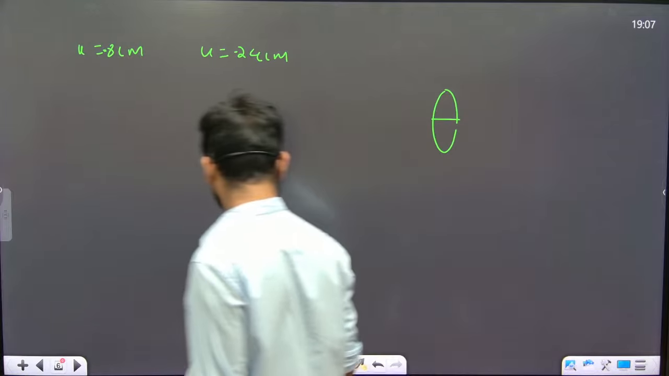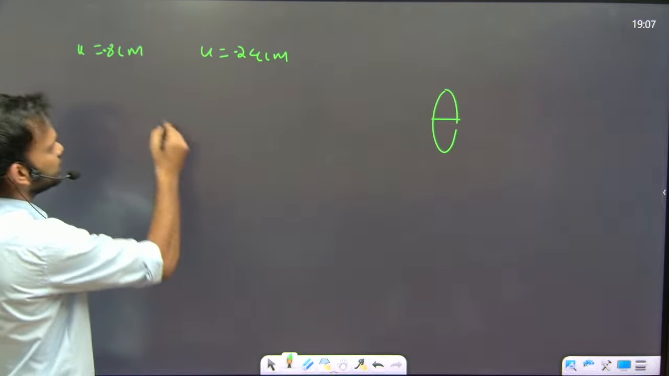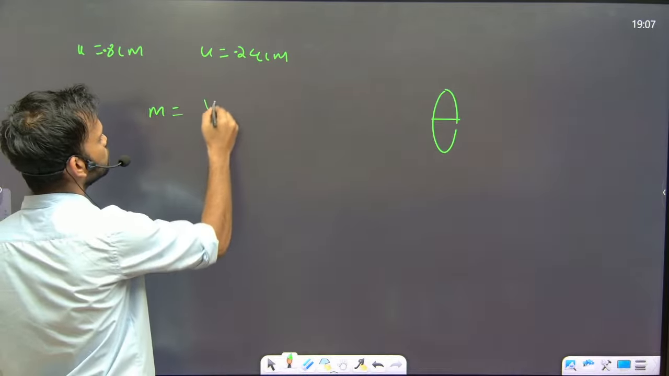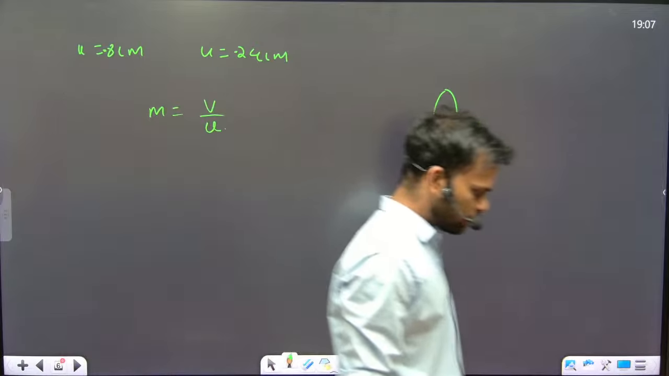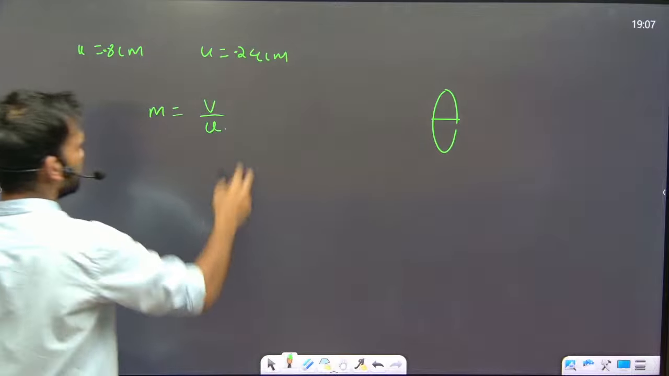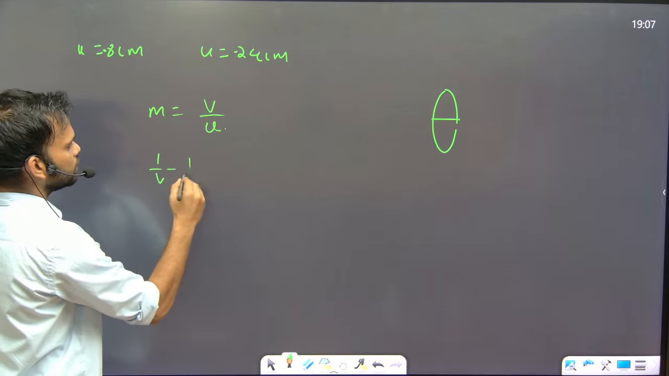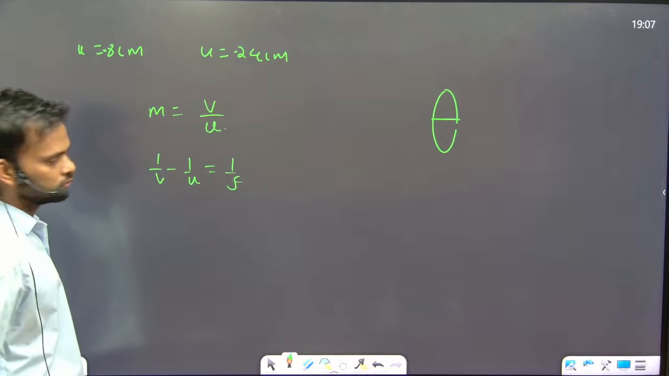Let's go by the formulas, which is this. The magnification for a convex lens is V by U. He has given that magnification is the same and talked about U, so we have to find F here. So I want to get F from this. How do you get it from this? We know 1 by V minus 1 by U is equal to 1 by F. I want to remove V. I have to write U and F.